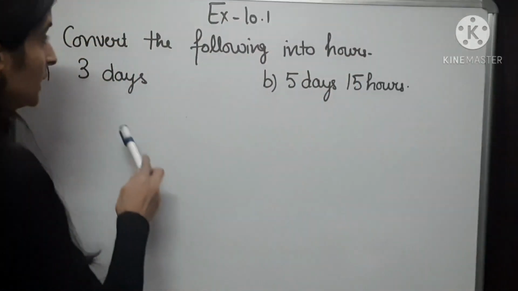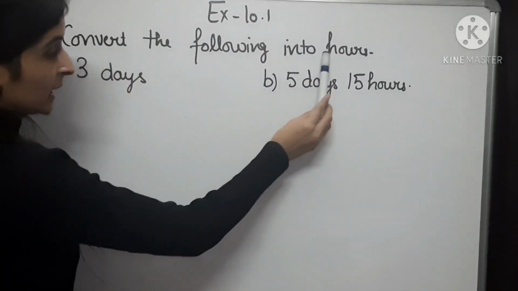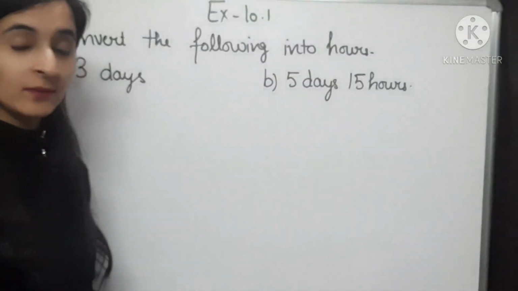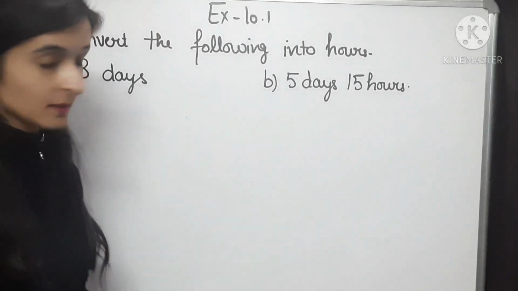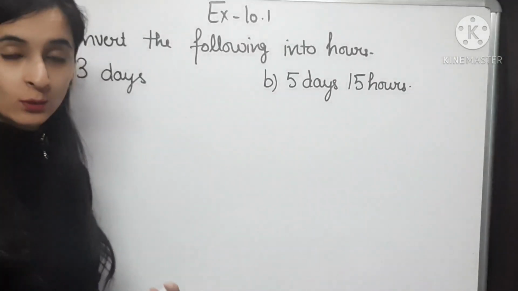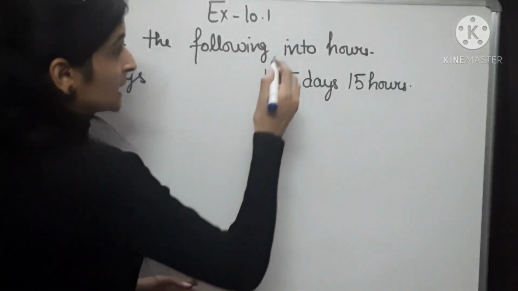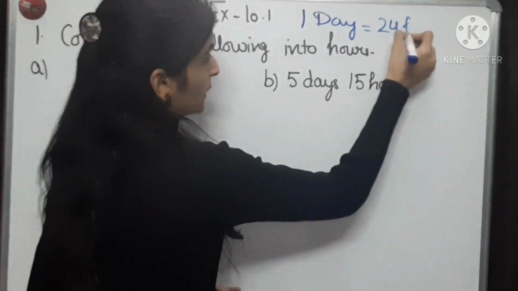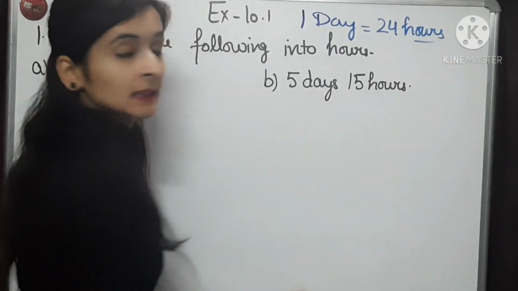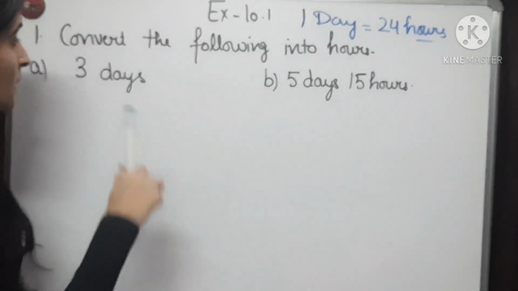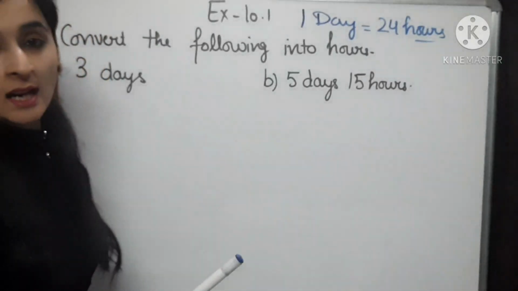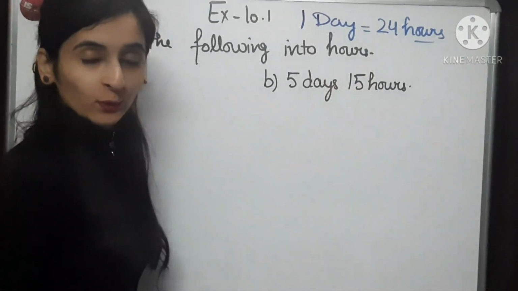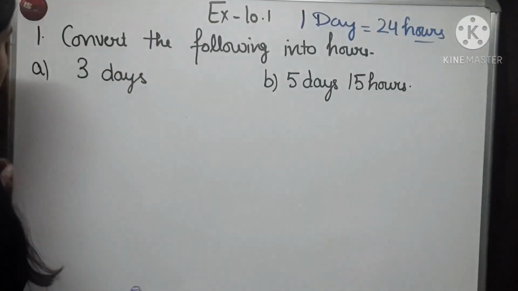So question number 1 is, convert the following into hours. Here we have given in days and hours, and we have to convert into hours. So as I have already told you yesterday, in one day, how many hours are there? There are 24 hours in one day, right? So for converting days to hours, what do we do? We multiply the number of days by 24. Okay, so let us solve A part.